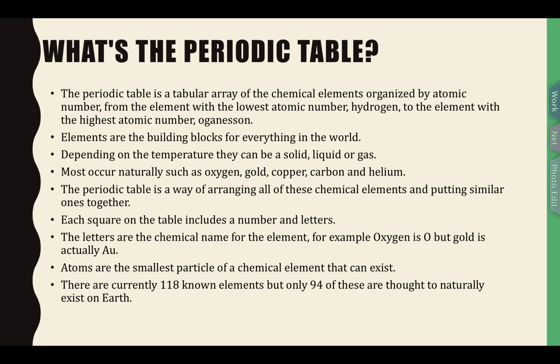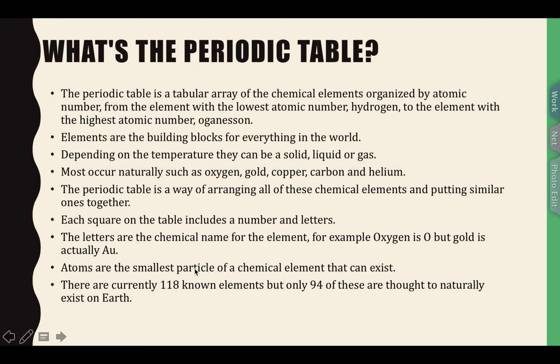The number is the atomic number, which is the number of protons and electrons, and then the letters. The letters are the chemical symbol of the element. For example, oxygen is O, but gold actually is Au. So every element has its own letter to identify it.